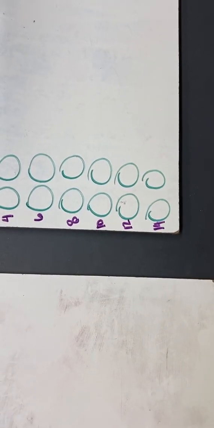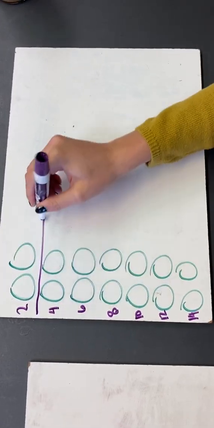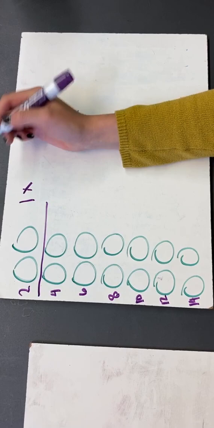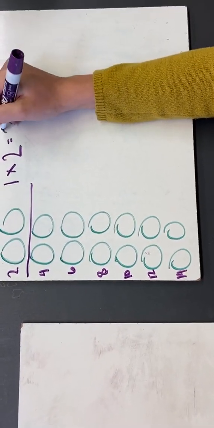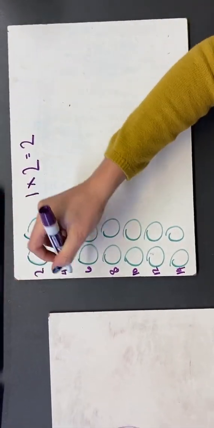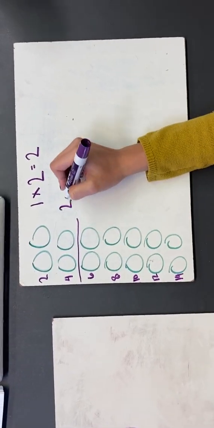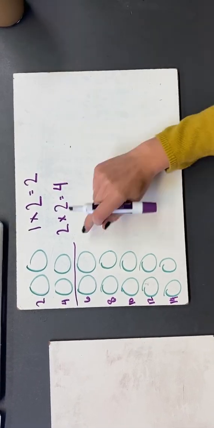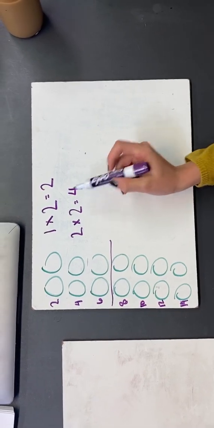So now we're going to work on making multiplication sentences out of the array. So I'm going to start here. Here's my first array. I have 1 row times how many in each row? 2. What's the total amount of dots? 2. So 1 times 2 equals 2. So let's erase this line and go here. Now I have 2 rows times how many in each row? Gives us a total of 4. So let's keep going now here. So 2 times 2 equals 4.